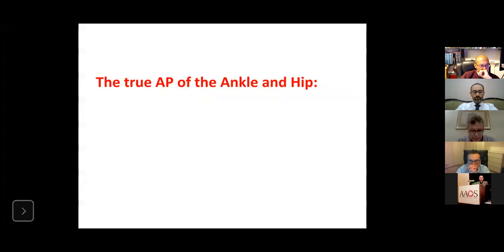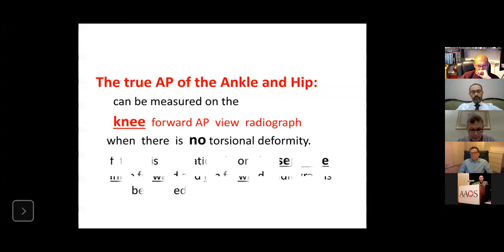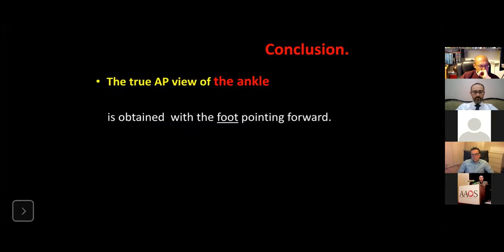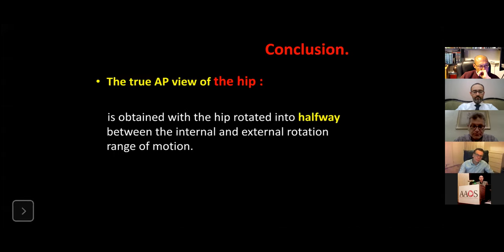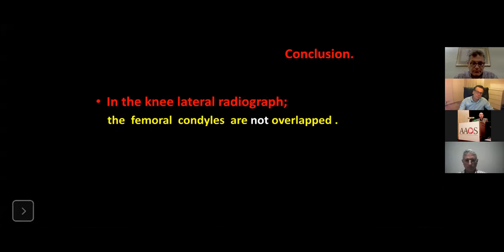True AP of the ankle and the hip can be measured on the same knee-forward radiograph if we have no torsional deformities. Otherwise, we should do separate ankle-forward and separate hip-forward radiographs. The true AP of the ankle is obtained with the foot pointing forward, irrespective of the position of the patella. True AP of the hip is with the hip rotated halfway between maximum external and internal rotation range of motion.